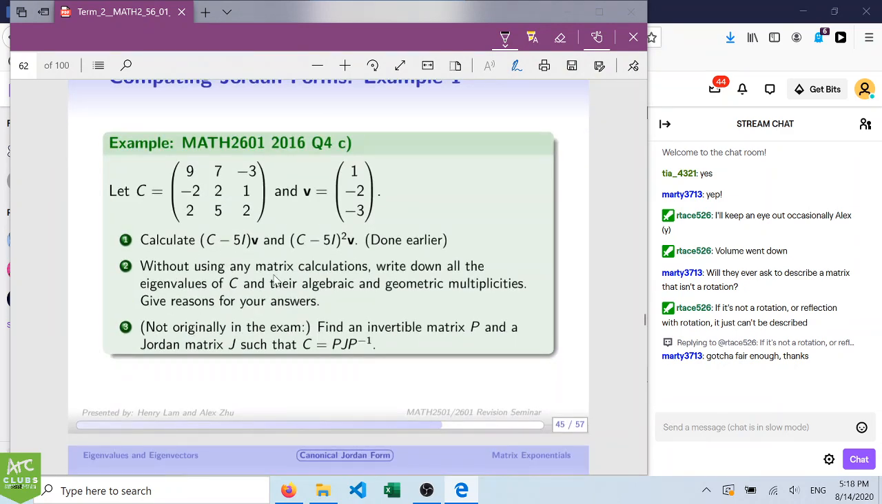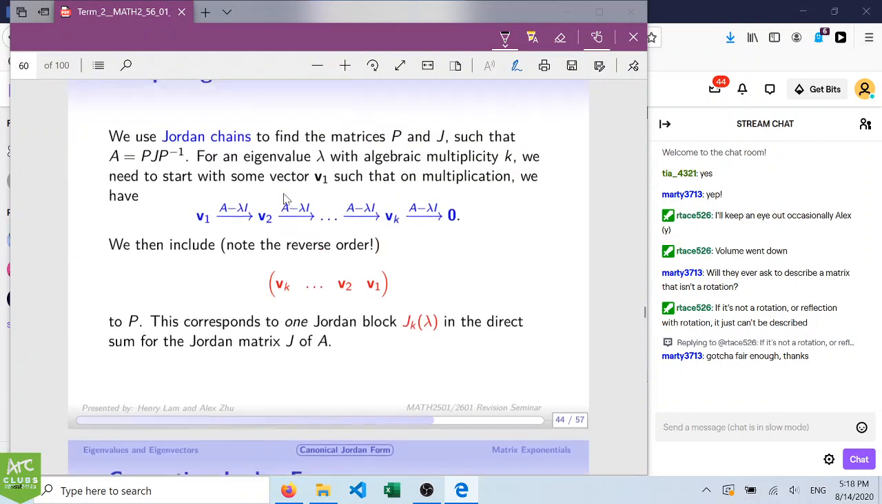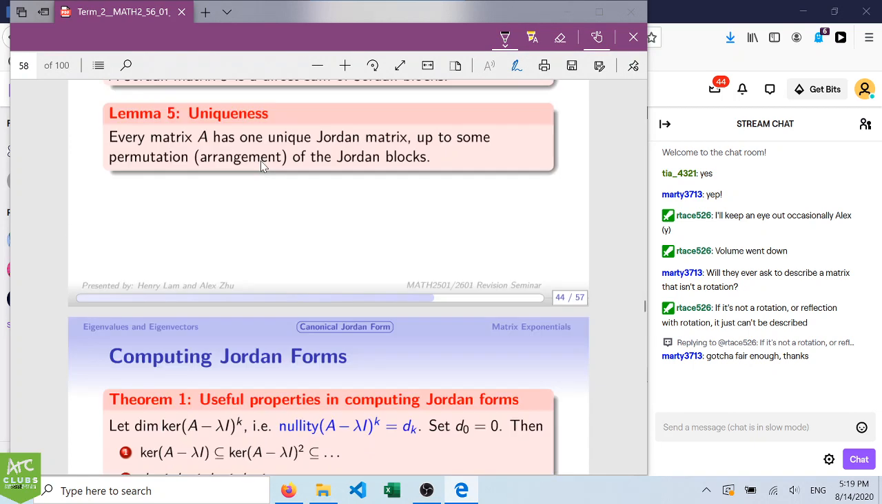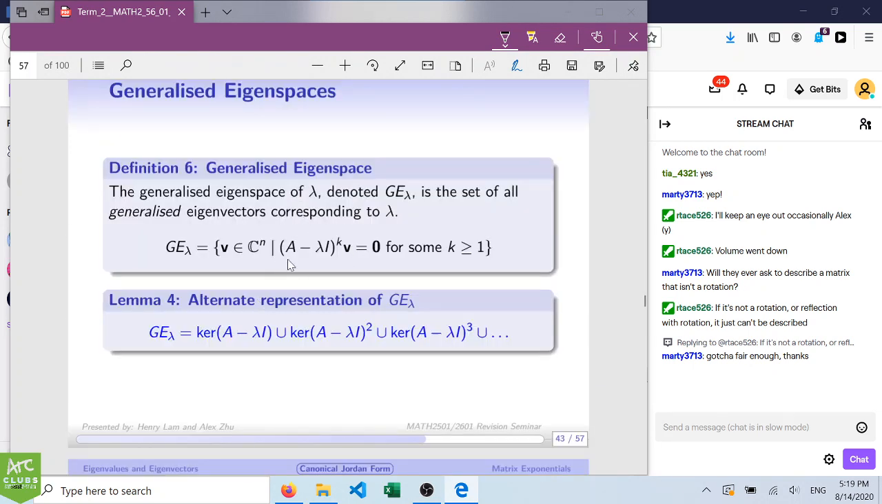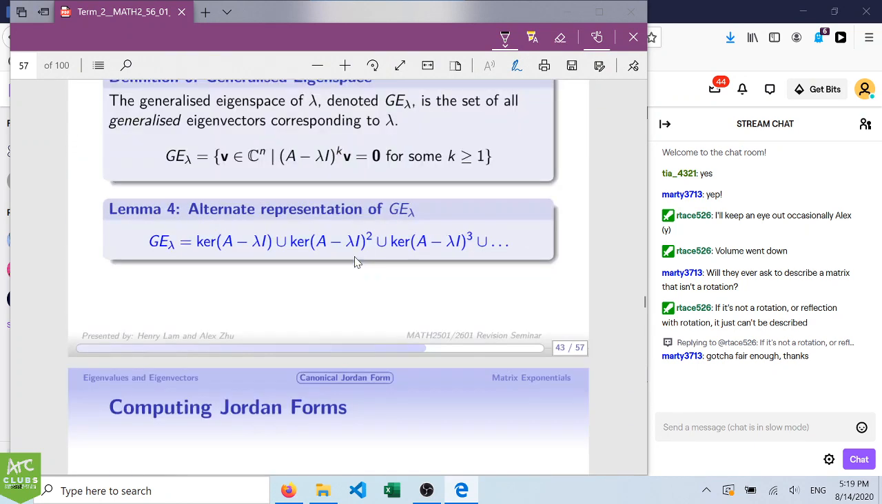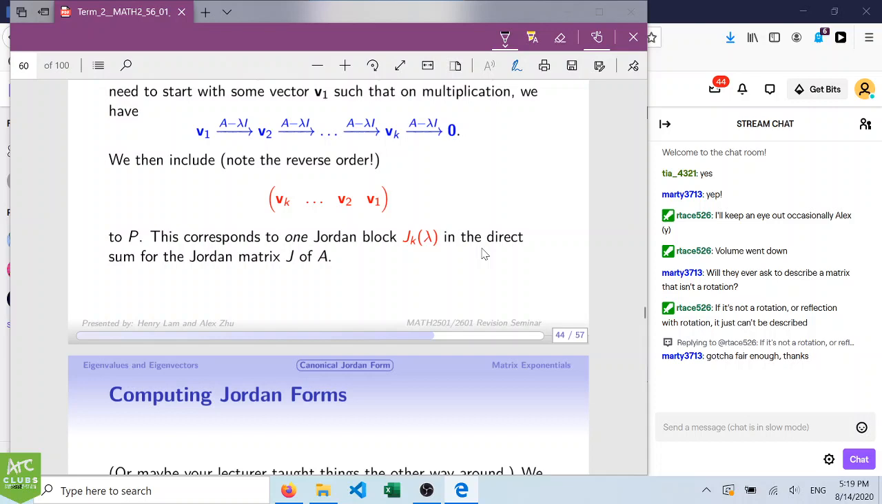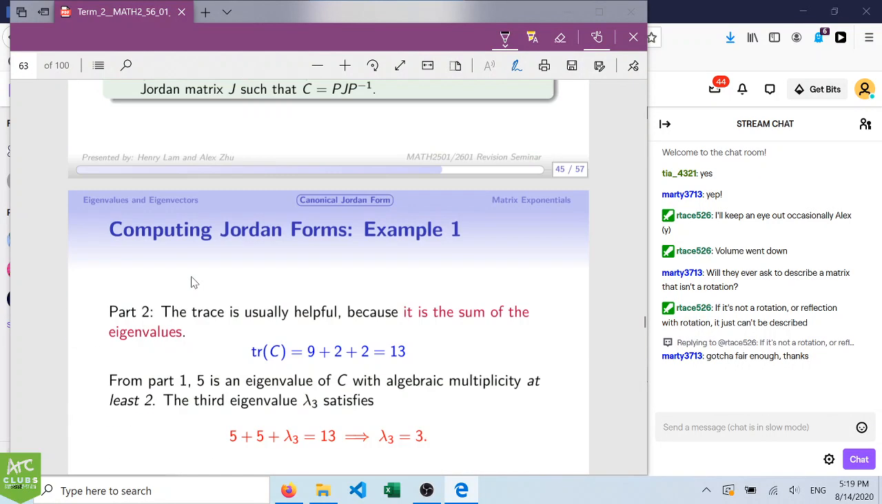So let's see. The first part, you have a matrix C, and then you have the eigenvalue 5, which is from the previous part. We want to find this kernel, C minus 5I composed with v, which is pretty much this thing. Sorry, we want to find the generalized eigenspace, and then we want to continuously multiply that until we get 0. So this is what this chain is doing. All right. So let's see.